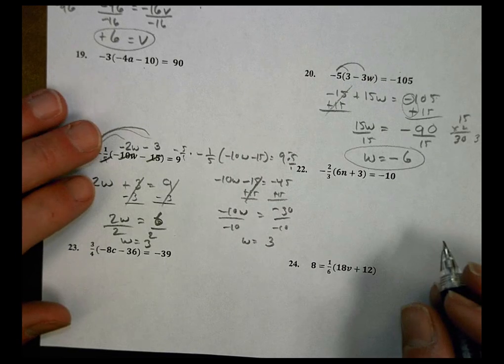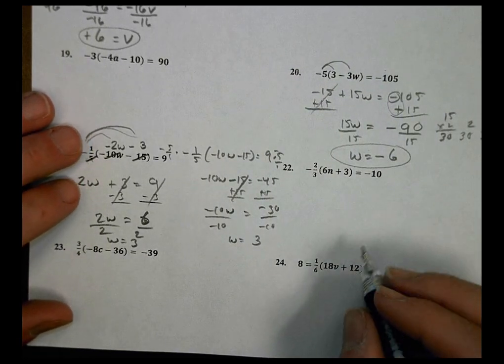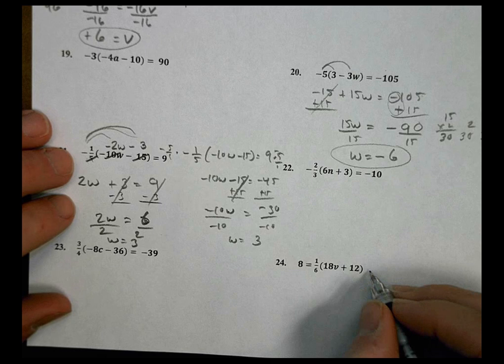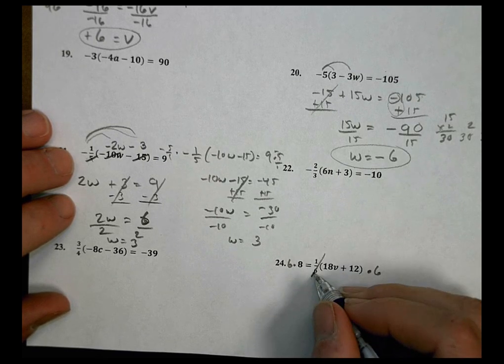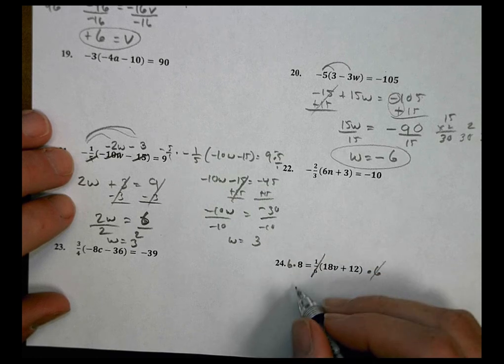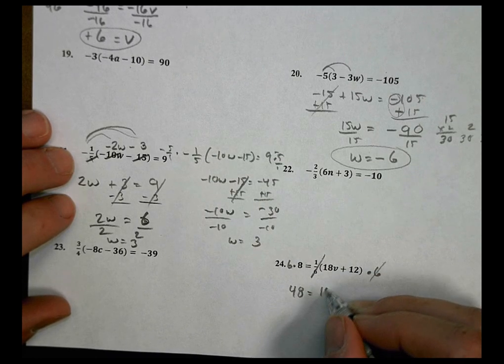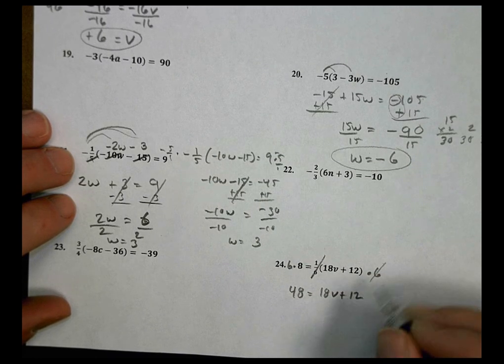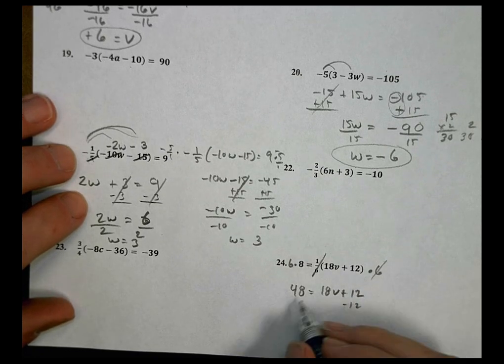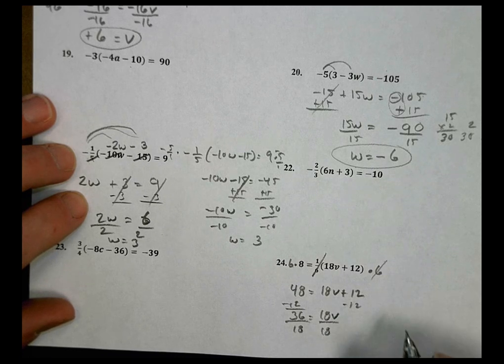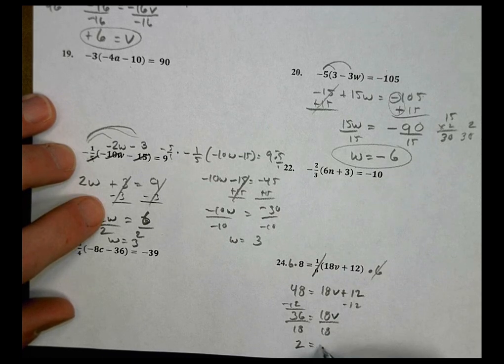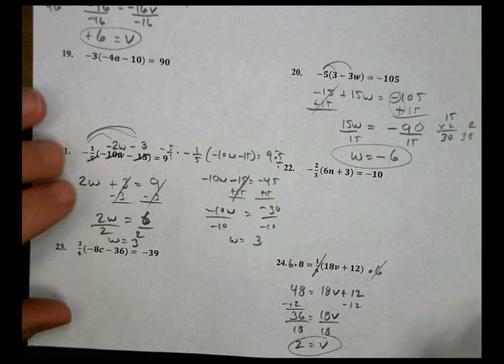And our last one here, indeed, we're going to go ahead and let's do it that way. Let's multiply both sides by positive 6 to eliminate the fraction, and that 6 times 8 is 48 equals 18v plus 12. Subtract 12, subtract 12. So 36 equals 18v. Divide both sides by 18. And what do we have? 2 equals v.